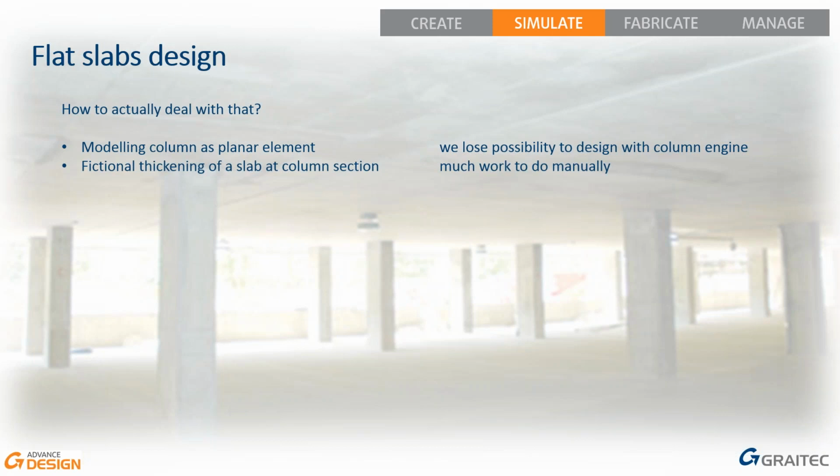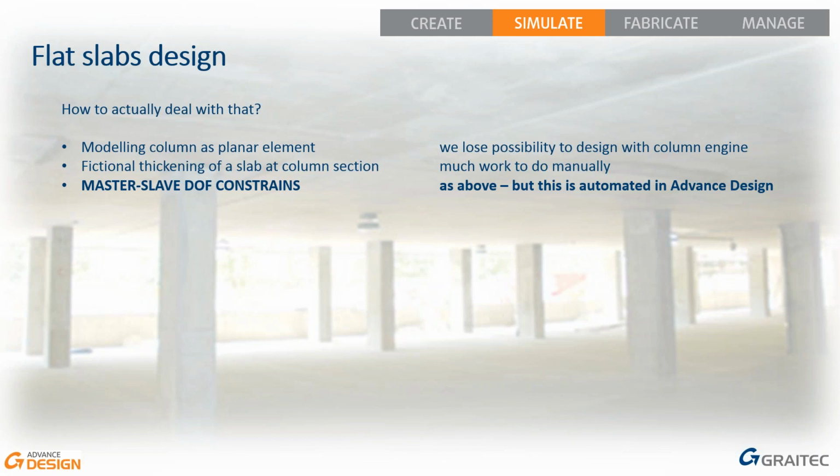So we could do this fictional thickening of the slab at the column section. Again, this is a lot of work for us to do manually. You cut the opening, you put another slab that is thicker. This is not the right tool either. So finally, you could use the master-slave DOF constraints. But this also, if you want to do it manually, you will have to do much work again. But this is actually fully automated in advanced design.